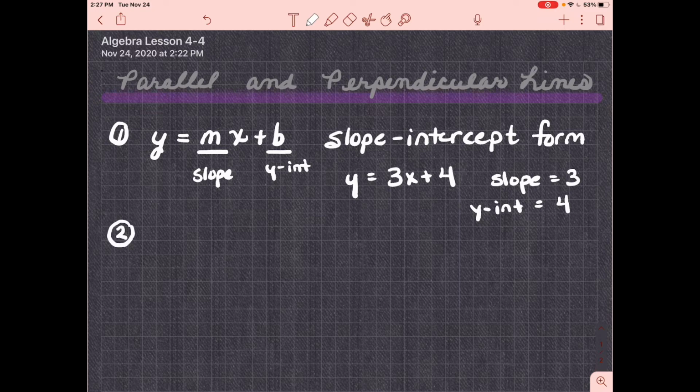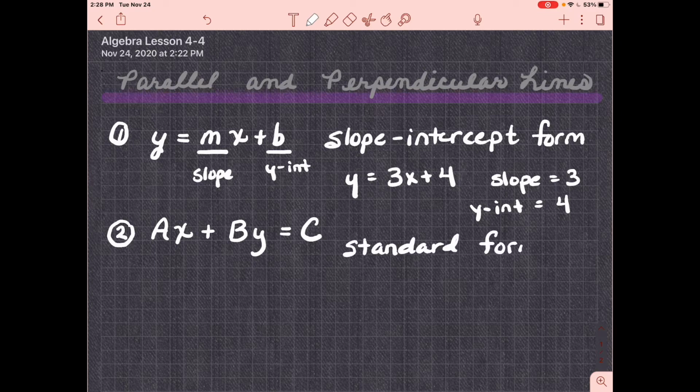The second thing we learned that is necessary, not as handy, but definitely necessary, is that sometimes we see lines in this form. We'll have a number times x plus a number times y equals a number. And this is called standard form. To use this form, we often plug in a 0 for x and find out what the y-intercept is by solving for y, or we plug in a 0 for y and solve for x and find out what the x-intercept is. That's kind of useful, but you'll typically see that looking something like this.